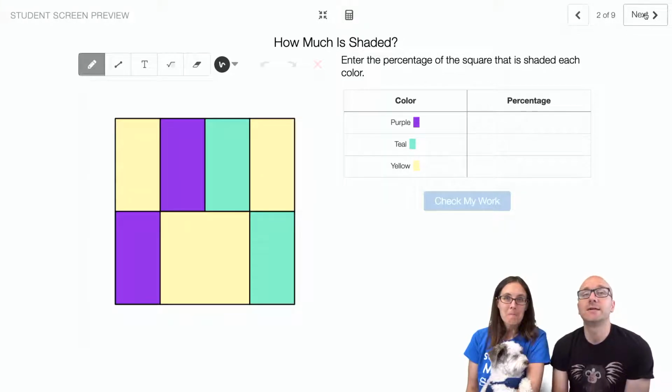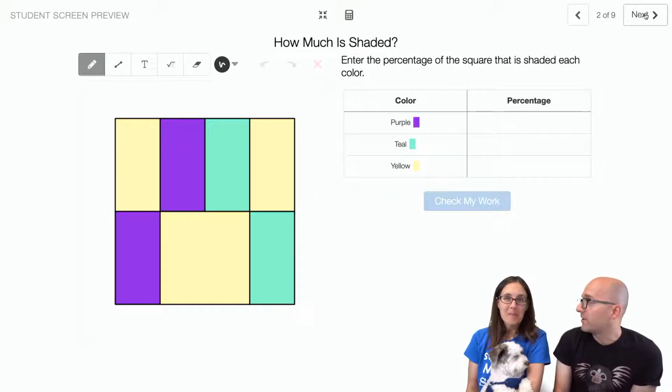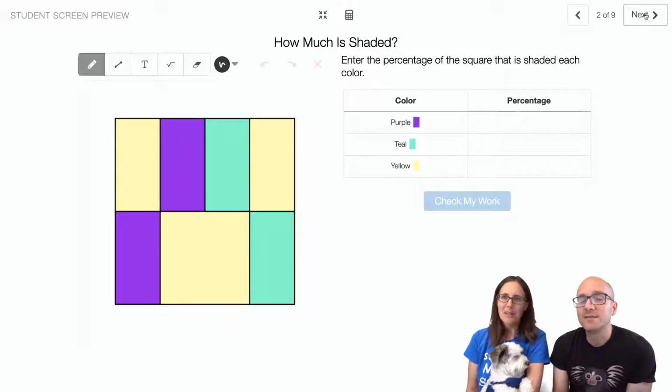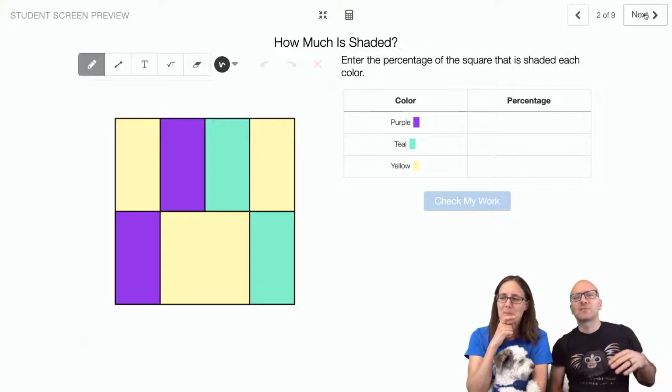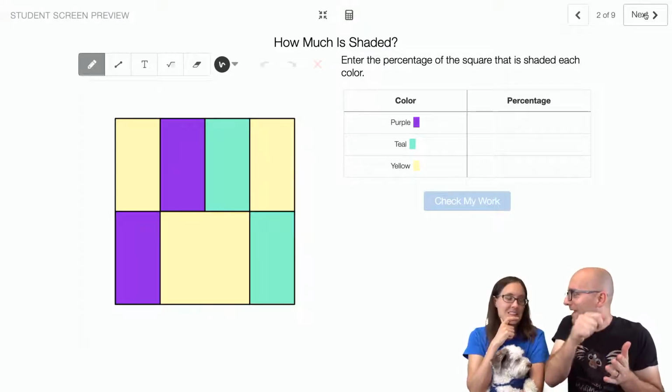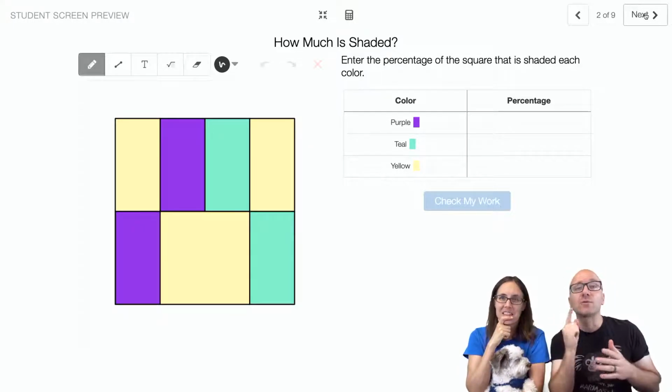Is teal a real color, Science Mom, or are they making that up? That looks kind of like an aqua green color to me. But sure, we can call it teal. All right. Teal is a color, but usually it's more blue. Okay, so it's not one I use very often. My box of crayons only had like 8 crayons in it, and teal was not one of them.